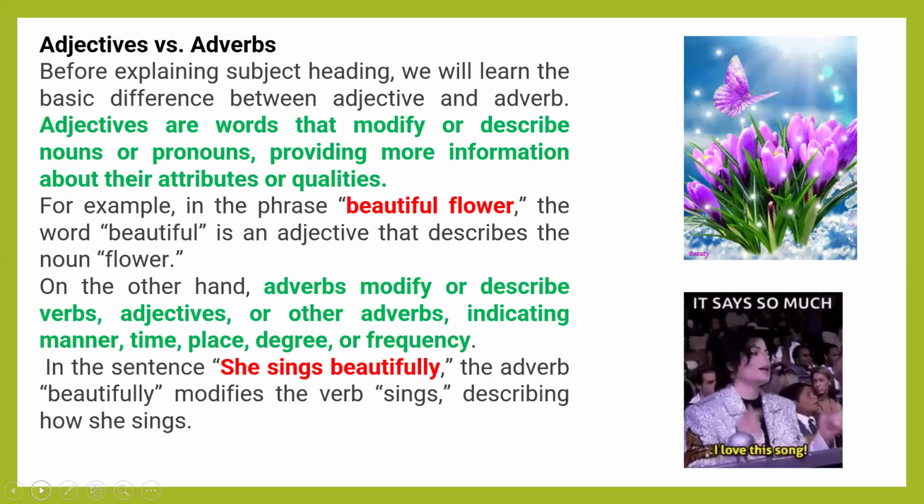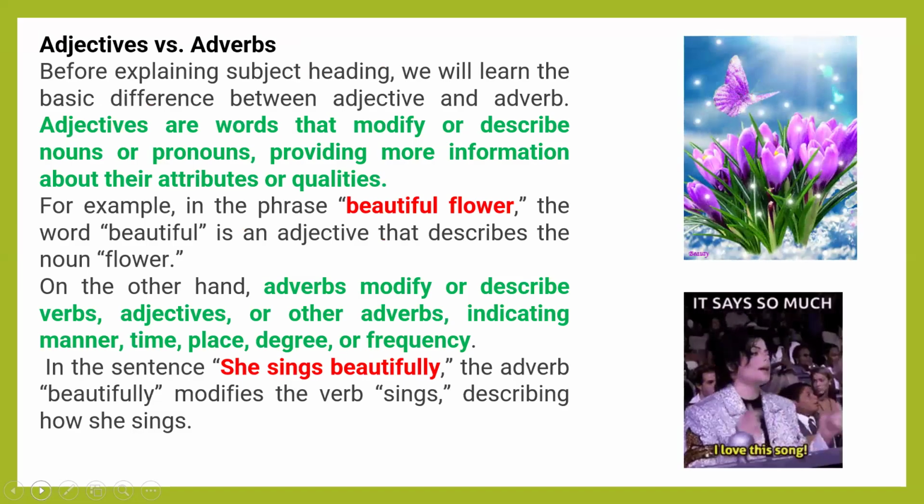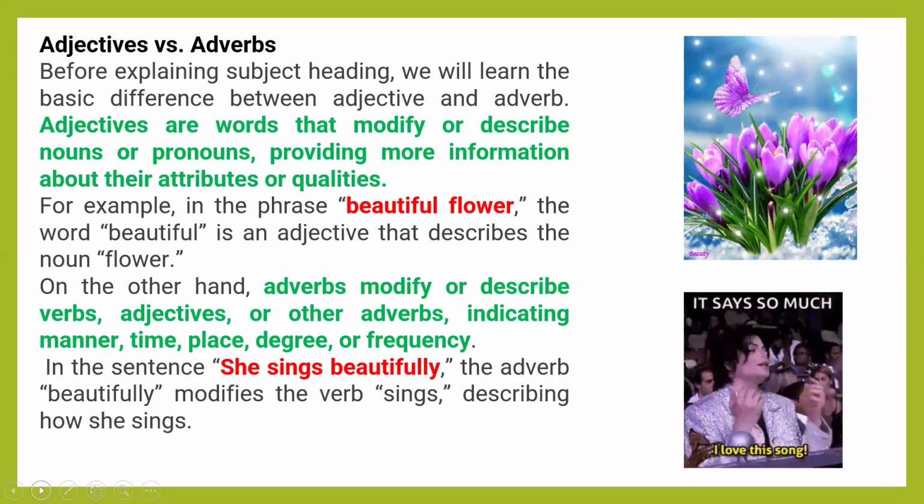Difference between adjectives versus adverbs. I will make a separate video on this, but before explaining the subject heading, we will learn the basic difference between adjective and adverb. Adjectives are words that modify or describe nouns or pronouns, providing more information about their qualities or attributes. For example, in the phrase beautiful flower, beautiful is an adjective that describes the noun flower.